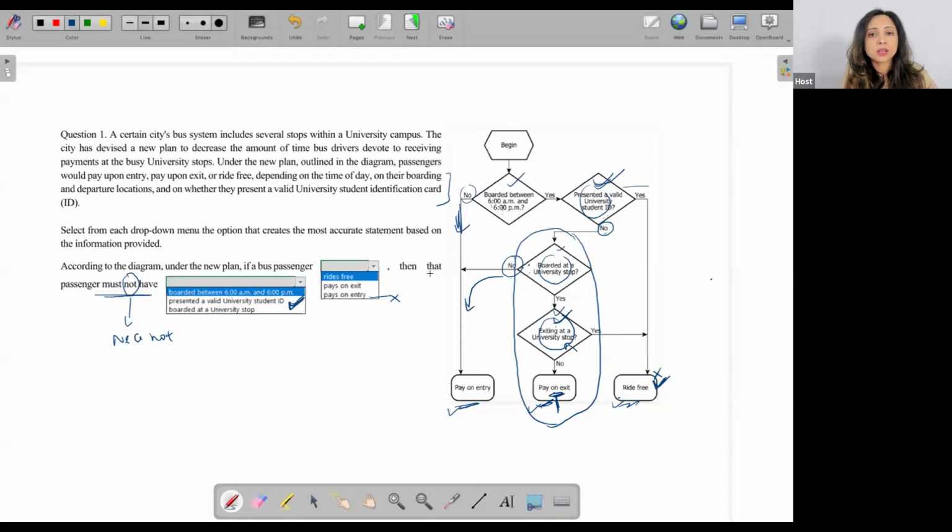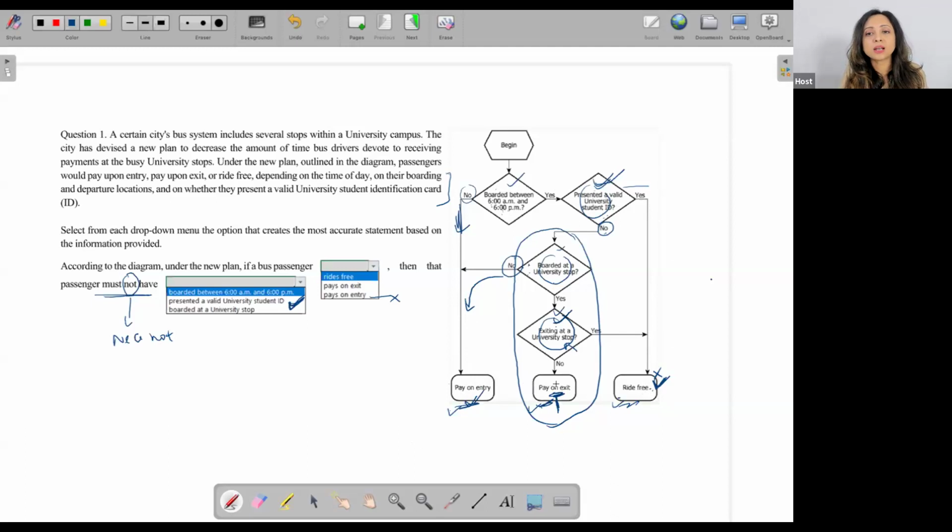Does that make sense? Notice these words: must not have. So what you're looking for is something which is necessarily not there, which means in my decision boxes, I'm looking for a no to get to the answer. To get to this, I'm looking for a no, but only one necessary no. To get to this, I'm looking for a no, but only one necessary no. In fact, I don't have any no to reach ride free. Of course, it can't be the answer.